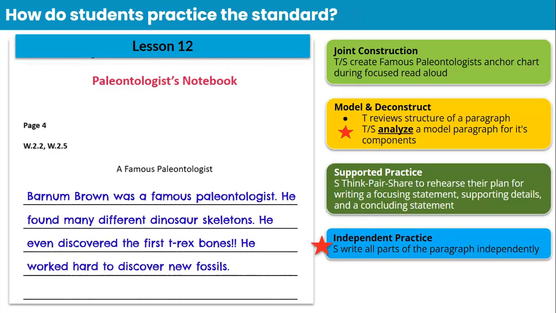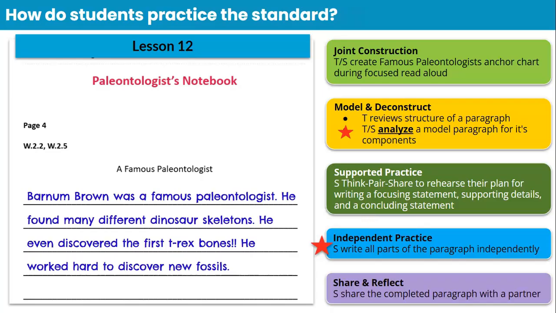Lesson 12 contains a true independent practice phase of the gradual release model. When it's time to write independently, students write all parts of their paragraph independently. They do not copy from the model. Sentence frames are provided only to students who cannot articulate their thinking without them. Although this is independent work, the teacher still provides support as needed. At the end of the lesson, students share the completed paragraph with a partner by reading it aloud.